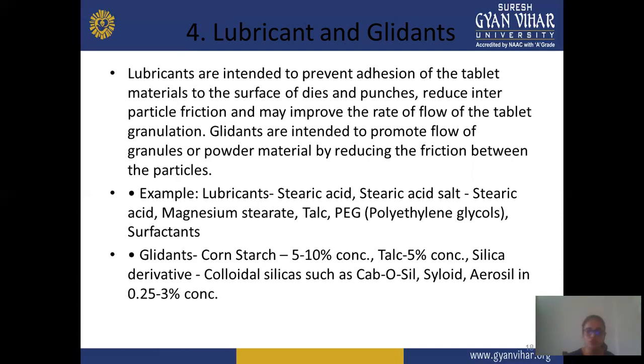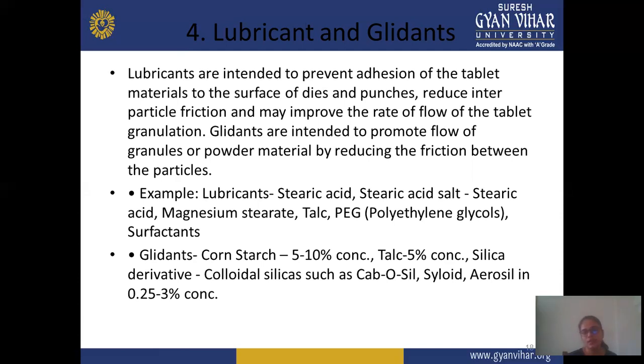The glidants are used during granulation or when selecting excipients or powder, to reduce the friction between the particles. Examples of lubricants and glidants are stearic acid salts, magnesium stearate, talc, PEG, that is polyethylene glycol, and sulfate. All are examples of a lubricant used for reduction of interparticle friction during die and punch compression.